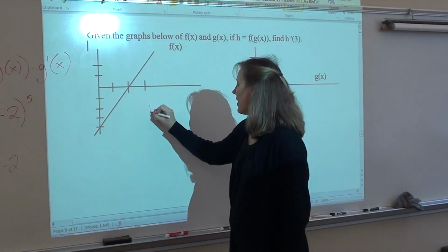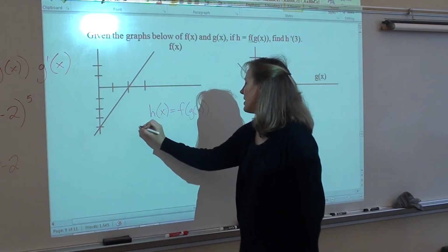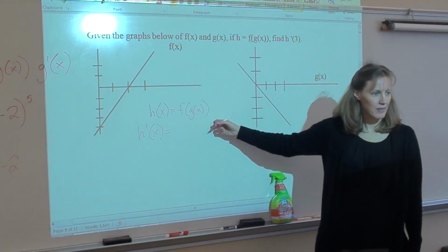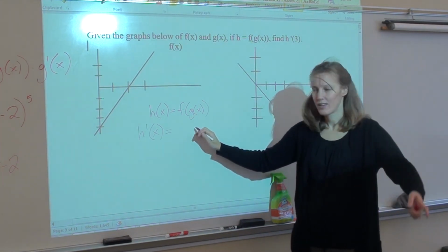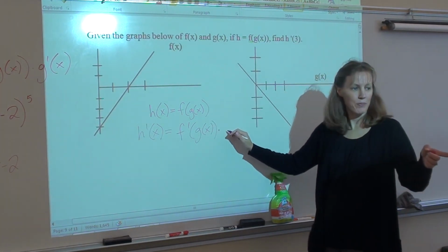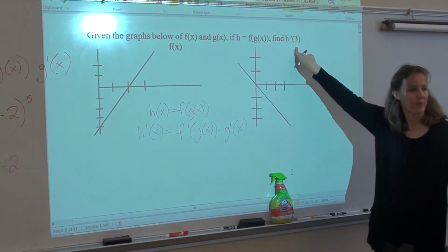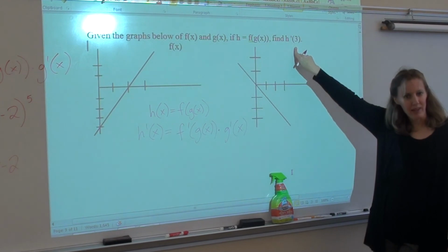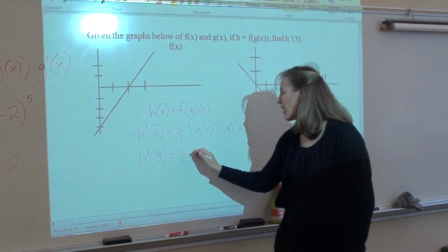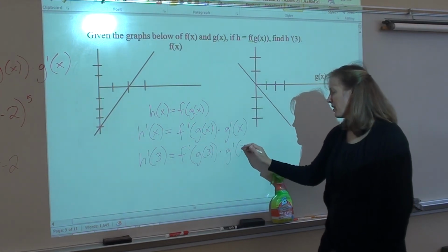So remember, if h equals f of g of x, then h prime of x, this is straight definition chain rule, right? F prime of g of x times g prime of x. What are we looking for? H prime of 3. So h prime of 3 is f prime of g of 3 times g prime of 3.